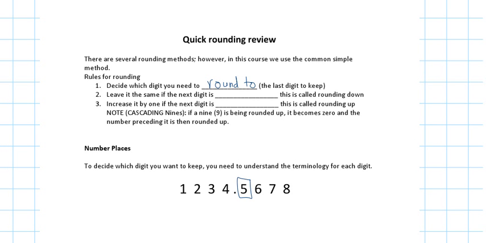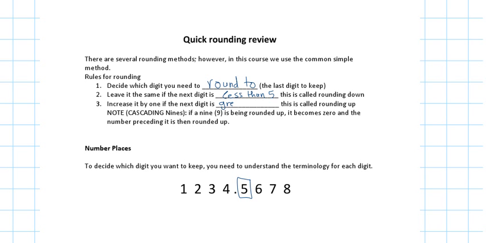So leave it the same if the next digit is less than 5. Increase it by 1 if the next digit is 5 or greater. So for the purpose of this course, these are the rules that we're going to use. There are other rules that are a little bit complicated when it comes to the number 5 itself, okay? But for the purpose of this course and the purpose of the college courses, we do that, okay?